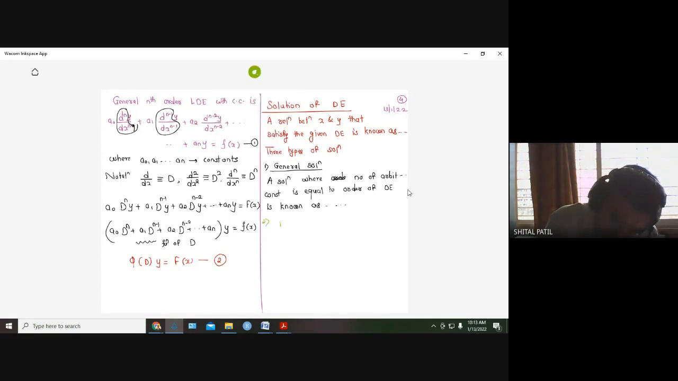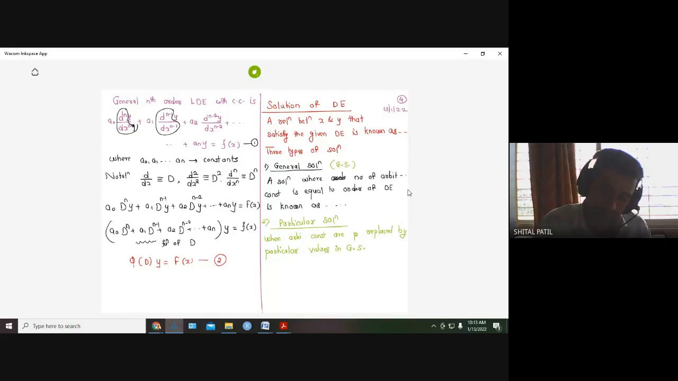Then add particular solution. When arbitrary constants are replaced by particular or specific values in the general solution, it is known as a particular solution.